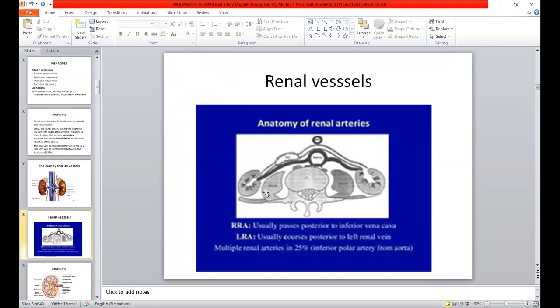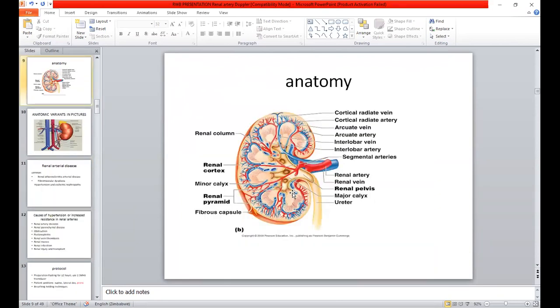This is another diagram which just shows that the right renal veins are anterior to the renal arteries. So this is just another diagram illustrating the arrangement of the vessels at the kidney hilum and within the kidney. You can see that there's the renal artery, which is dividing into segmental arteries, then interlobar arteries, arcuate arteries to the outer cortex as we move from the renal pelvis to the outer cortex of the kidney.